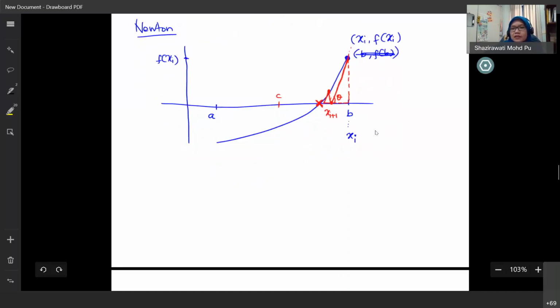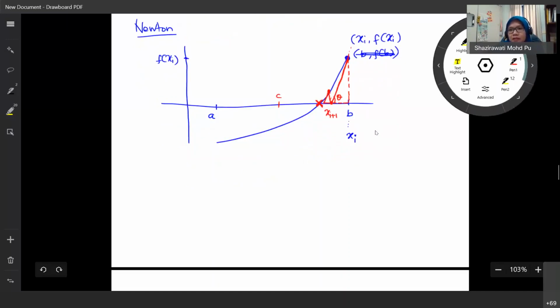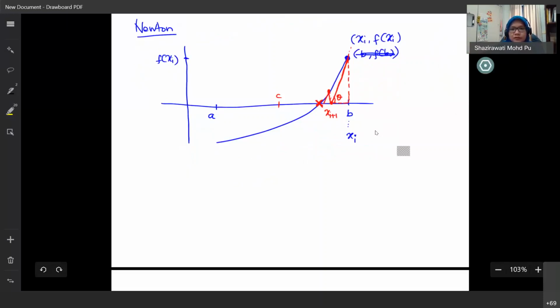Now let us see how we come up with the formula, the derivation of the formula. Just concentrate on the triangle. If we write tangent theta by looking at the triangle only, what do we have? Very famous formula, Pythagoras: tangent is opposite over adjacent.